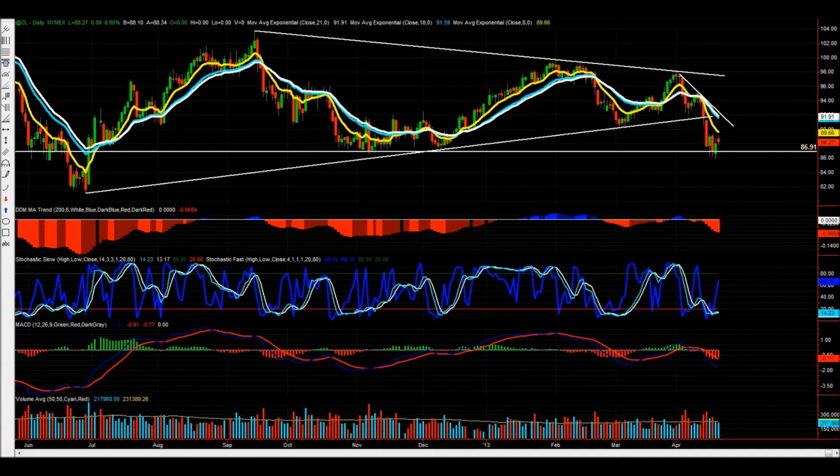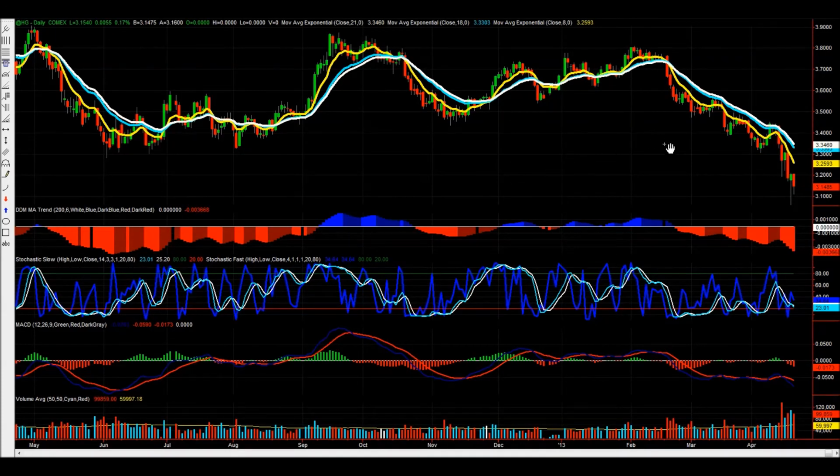So let's just jump back over to the more traditional charts here, and let's see, was there anything we didn't cover? We covered natural gas, crude oil, some of the metals. Let's take a quick look at copper. Copper's looking really weak here.